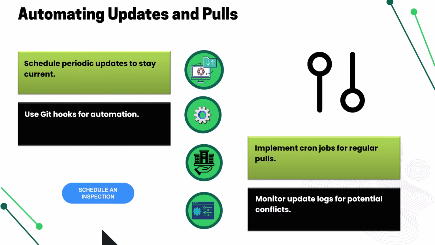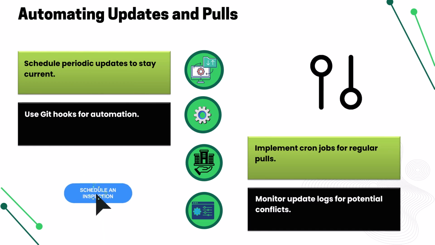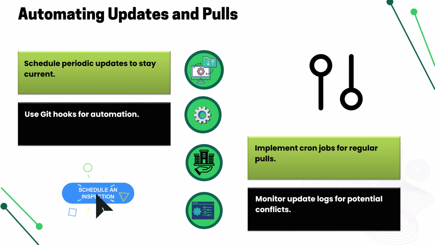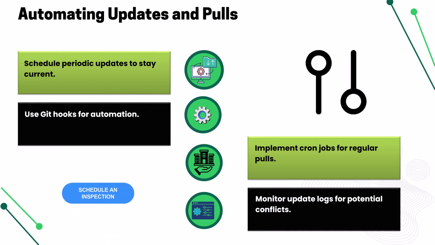Why update manually when we can automate? Scheduling updates keeps things fresh. Git hooks. Think of them as little assistants working behind the scenes. Cron jobs ensure we don't forget to pull updates, even when busy binge-watching shows. And update logs. They tell us if something went wrong so we can fix it before disaster strikes.